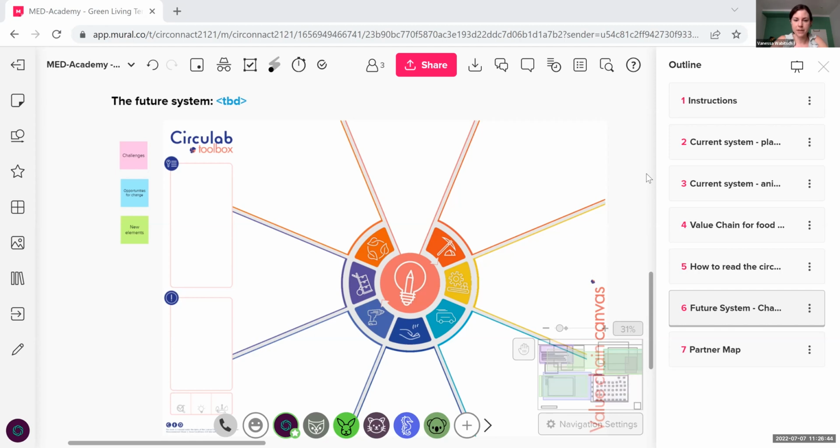And we will also use one further tool that can be supportive of that, which is the partner map, which Andreas will share a little bit about, how to use that to work with your exercise during the next week.